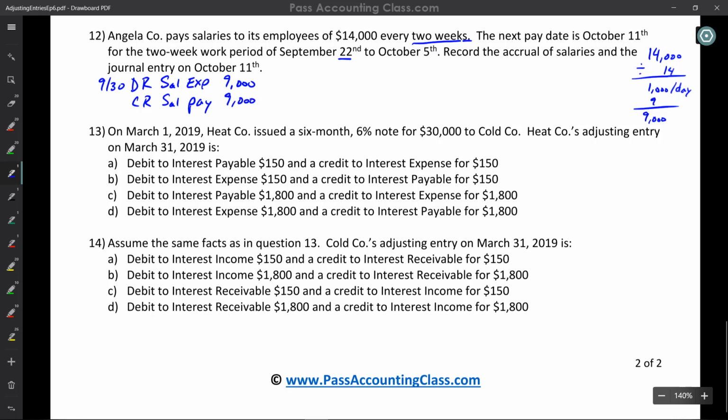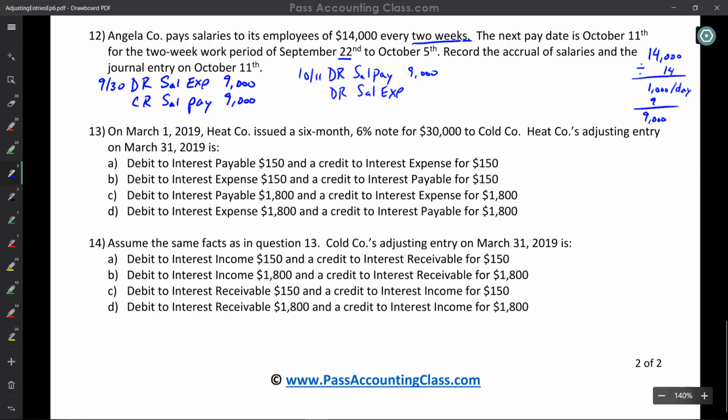We're going to pay that $9,000 for salaries on October 11th. So on 10/11, we are going to debit our salaries payable, and that's $9,000. By debiting salaries payable here, we are reducing our salaries payable balance to 0, because on 9/30 we had a $9,000 credit. On 10/11, we've got a $9,000 debit, so the $9,000 credit and the $9,000 debit net to 0. Then we're also going to debit our salaries expense.